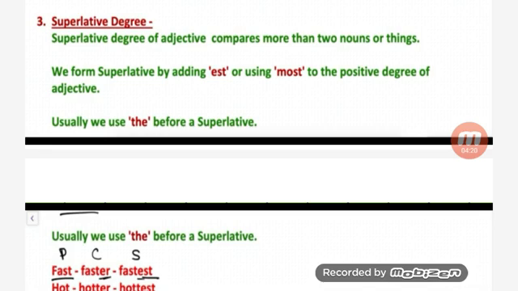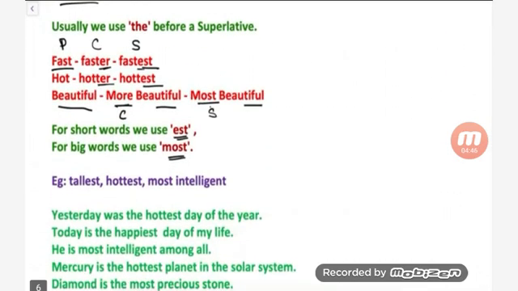Next is superlative degree. The superlative degree of an adjective compares more than two nouns or things. We form the superlative by adding est or using most with the positive degree of the adjective. Okay, and usually we use the before a superlative. For example, fast is a positive degree, and as we told you earlier, in the comparative degree we add er, so here faster, and in the superlative degree we add est, so here fastest. Hot, hotter, hottest. Beautiful, it is a long word. That's why we have used more beautiful in the comparative degree, and in the superlative degree most beautiful. For short words we use est, and for long words we use most. Example: tallest, hottest, most intelligent.